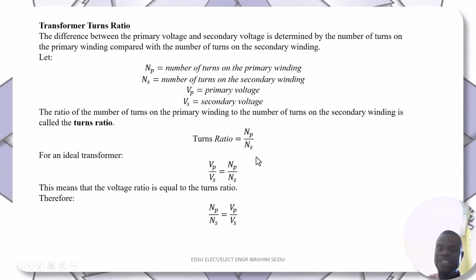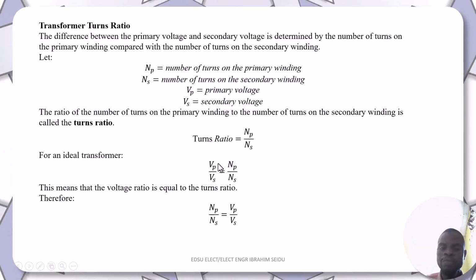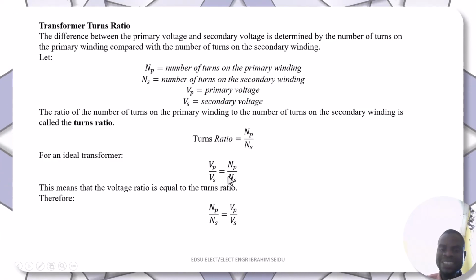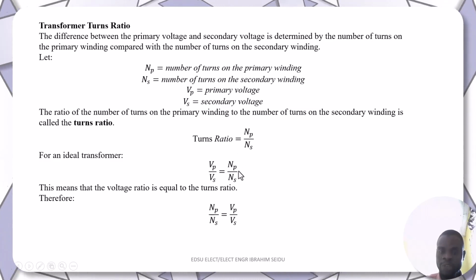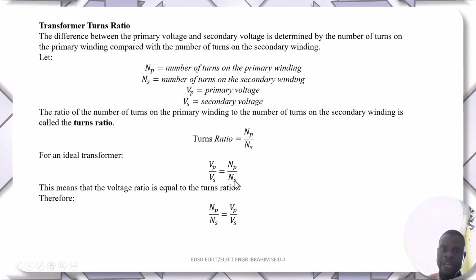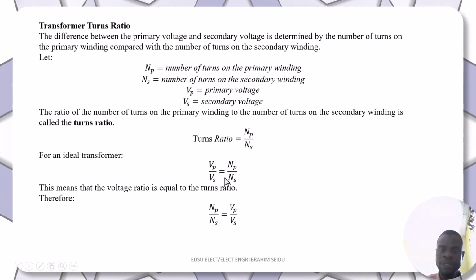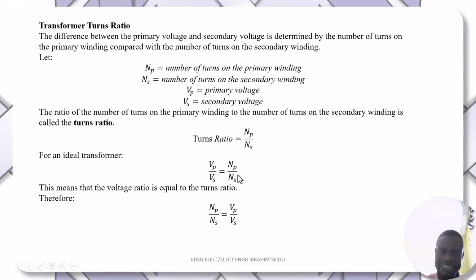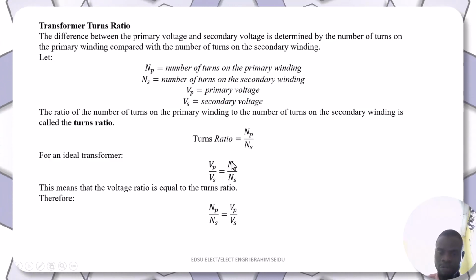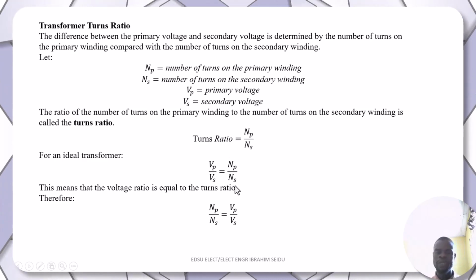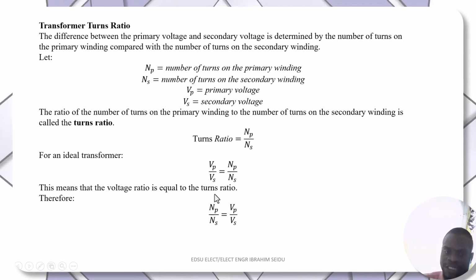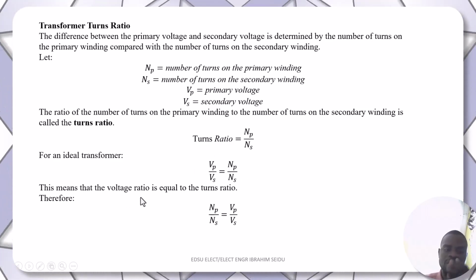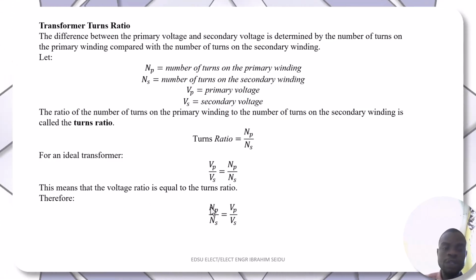So for an ideal transformer, the voltage in the primary divided by the voltage in the secondary is the same as the number of turns in the primary divided by the number of turns in the secondary. Now this is our turns ratio. This means that the voltage ratio is equal to the turns ratio.